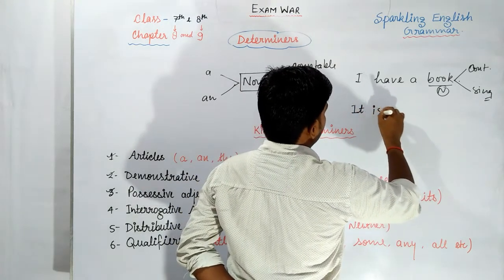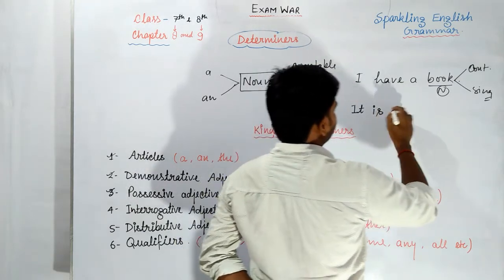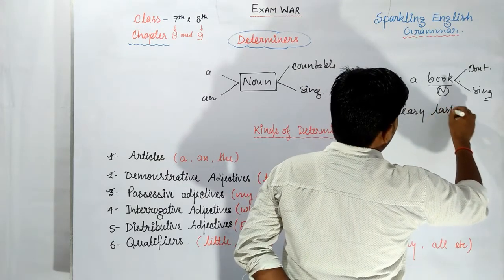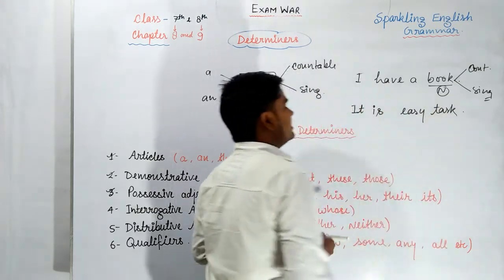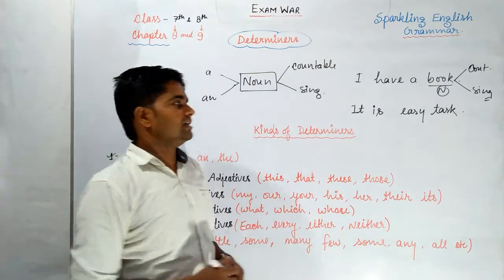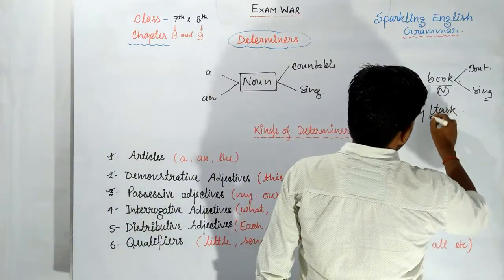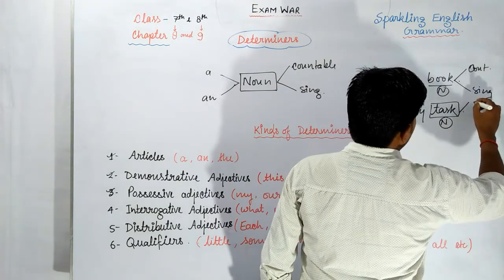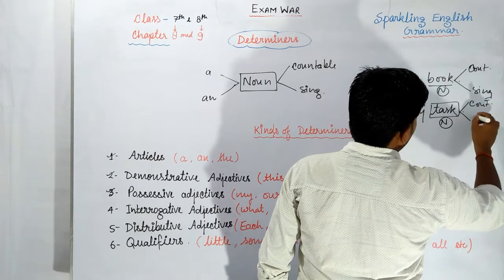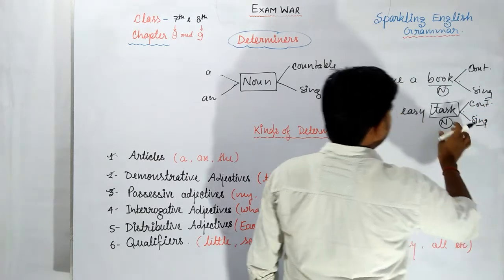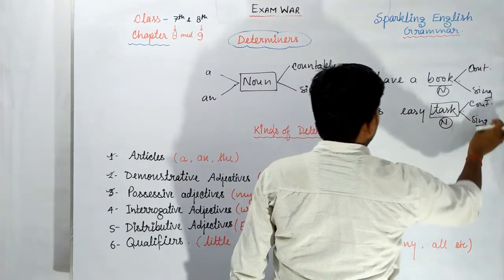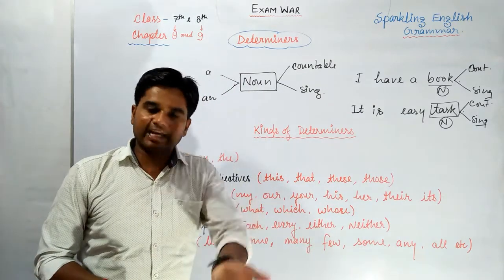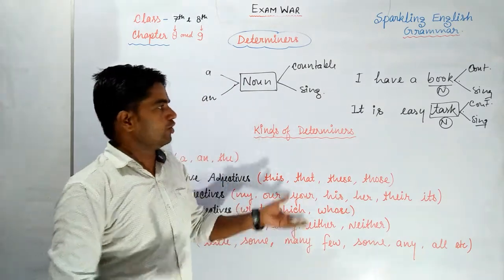It is an easy task. So my dear students, in this sentence, task is a noun. What is a noun? Task is a noun, and it is countable as well as singular. It means it has both of these qualities, countability and singular. So we have to use an article, either a or an, for this noun according to its rule.